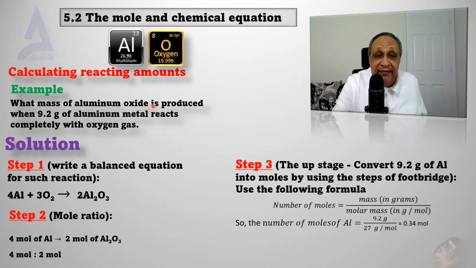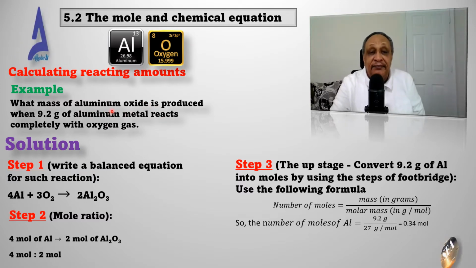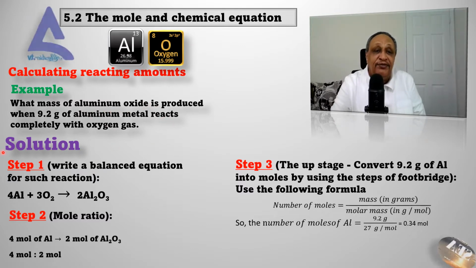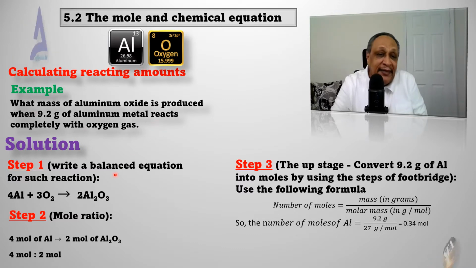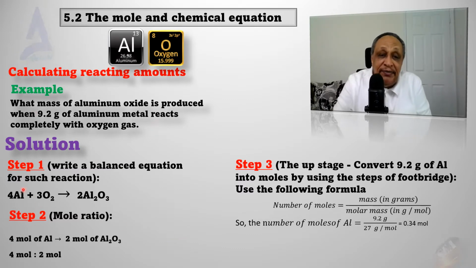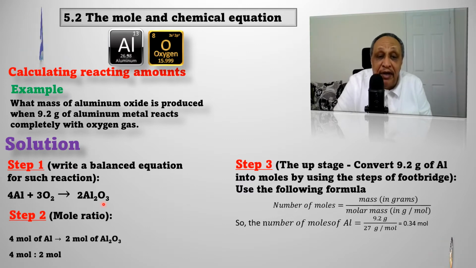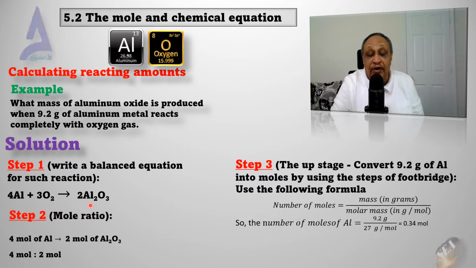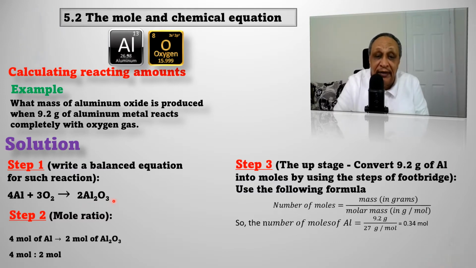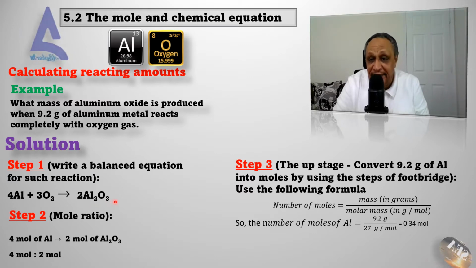Here he just gave me the aluminum oxide produced and the aluminum mass, and that's it. So it's going to be like this: 4 aluminum atoms react with 6 oxygen atoms to give me 2 molecules, or 2 relative formula or molecular formula units, of aluminum oxide.